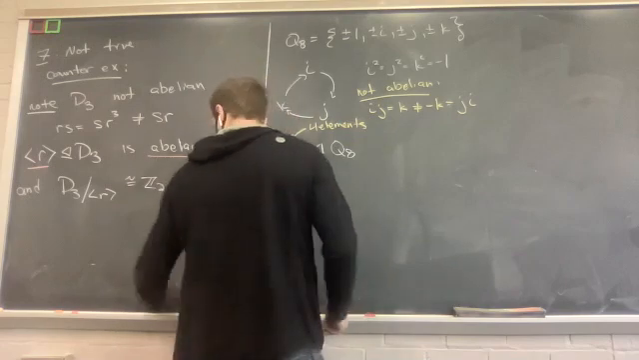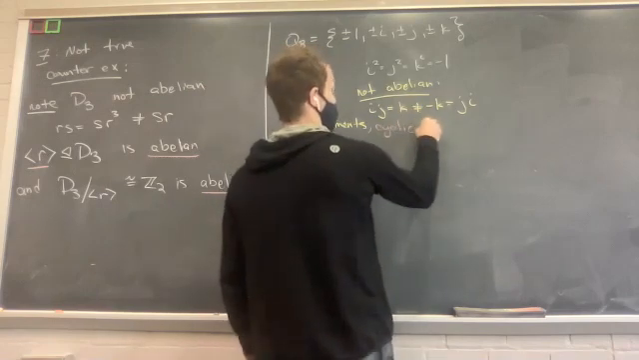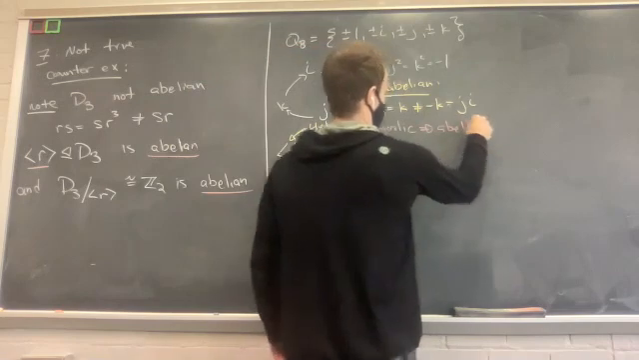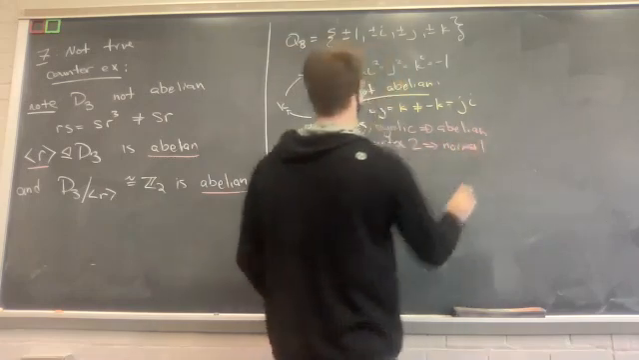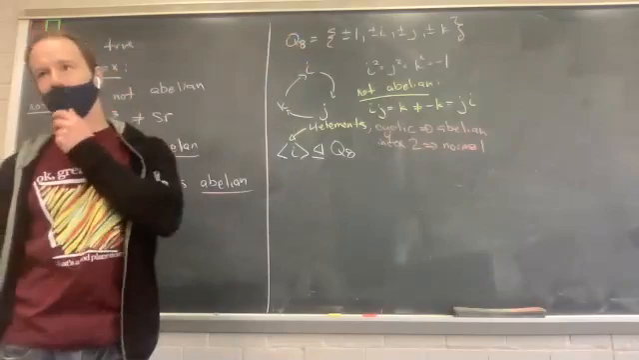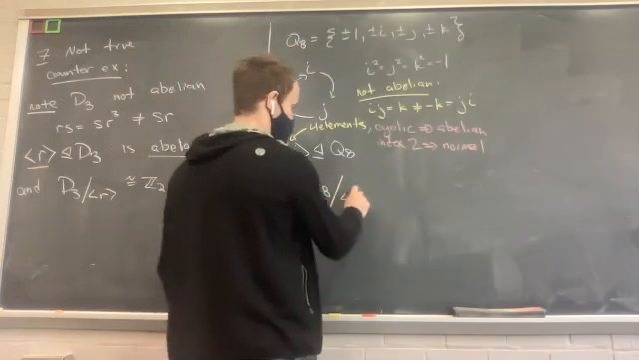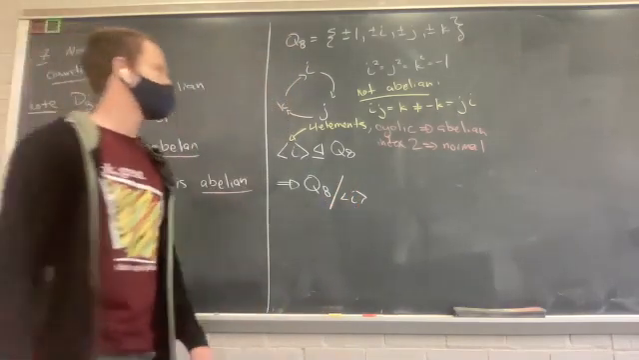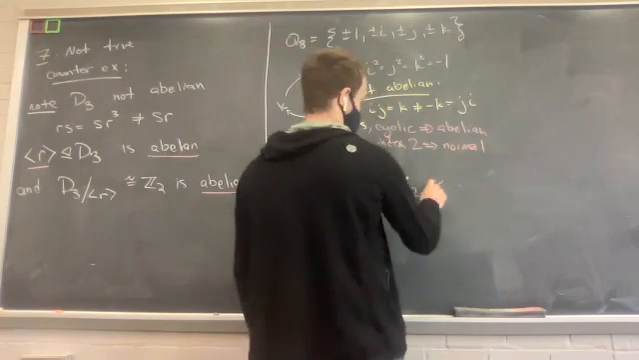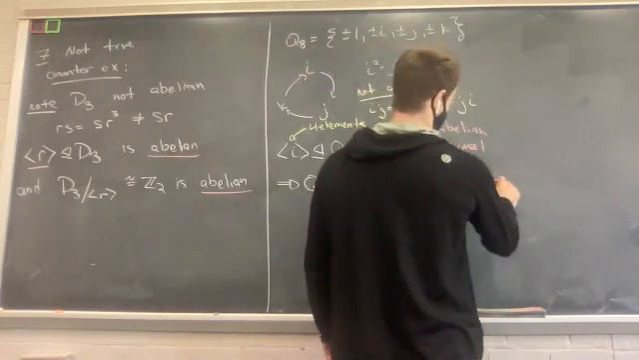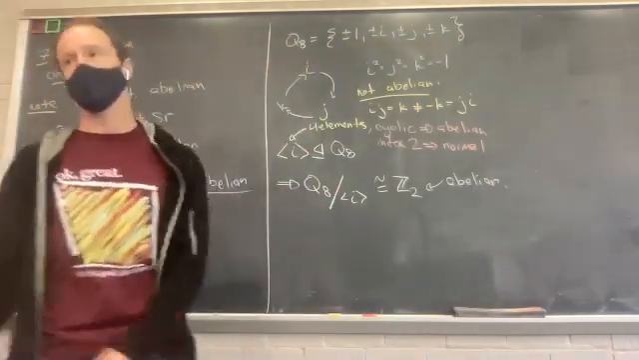4 elements. It's cyclic, which implies abelian. And it's index 2, which implies normal. Right? 4 elements, 8 elements, 8 divided by 4 is 2. But that tells us again that Q8 mod I is equal to Z2, which is also abelian. So we've got quotient group abelian, subgroup abelian, parent group non-abelian.